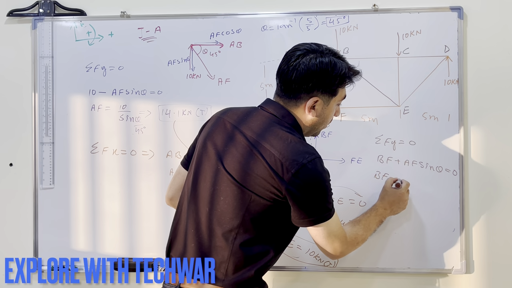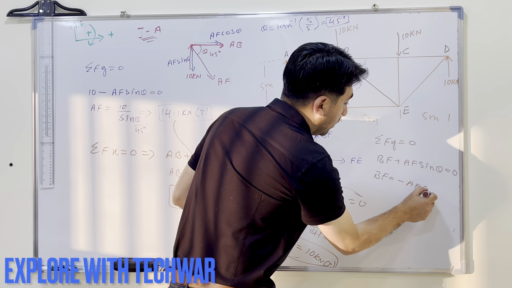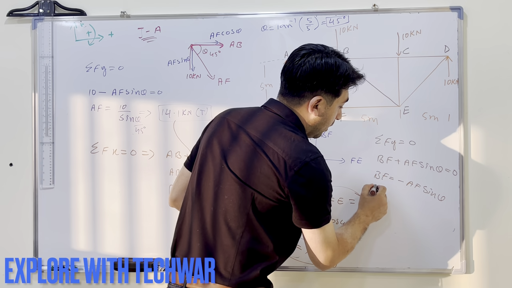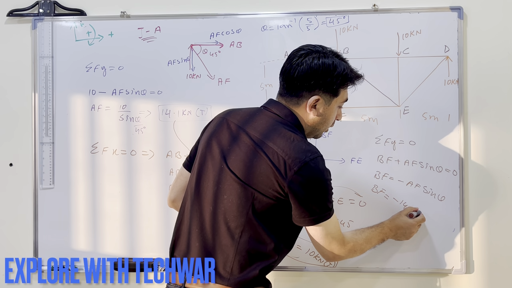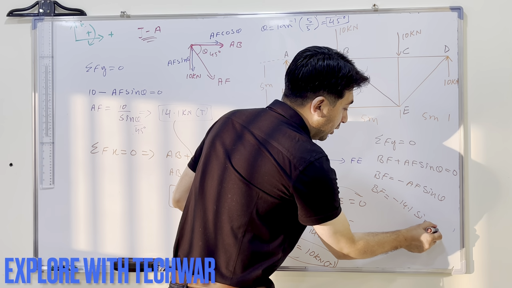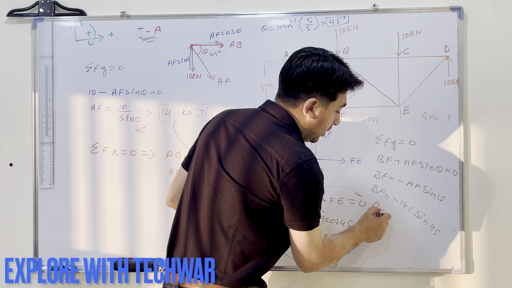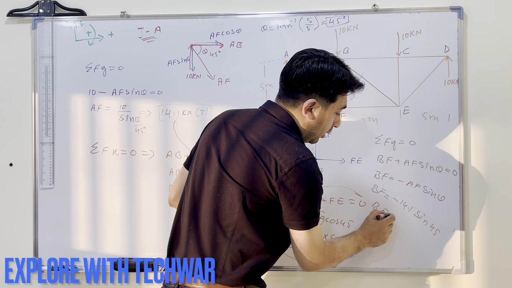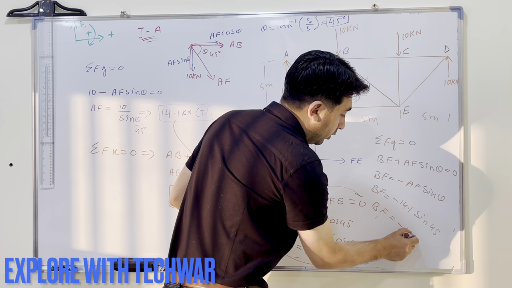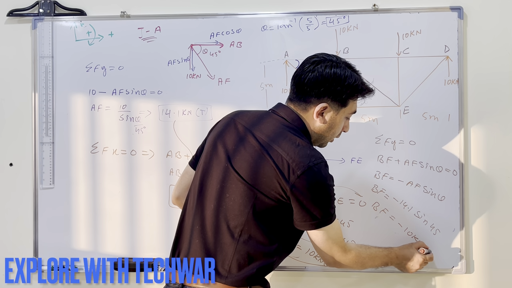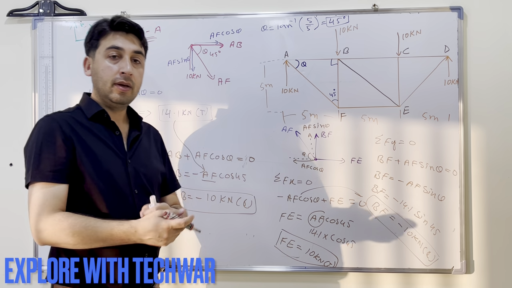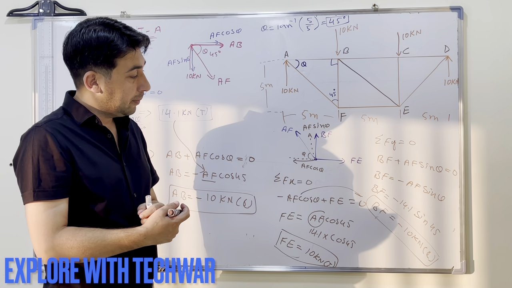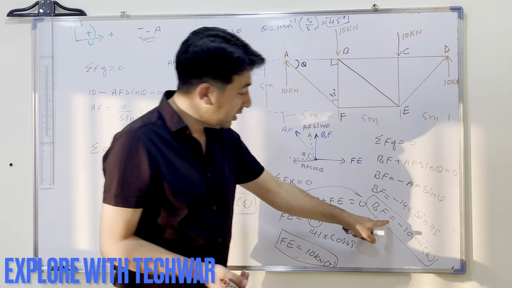BF equal to minus AF sin theta. So BF equal to minus 14.1 times sin 45, and BF is equal to minus 10 kilonewton, compression. So we found BF also.